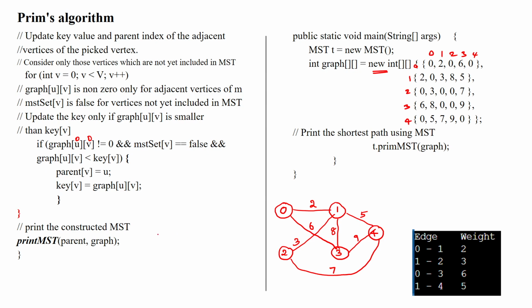So now we are making the edge cost. From 0 to 0 there is no path, so it is 0. From 0 to 1, here it is 2. Then 0 to 2 is 0, since there is no path from 0 to 2. 0 to 3 we have 6, this one. 0 to 4 we do not have any edge, so that is 0.